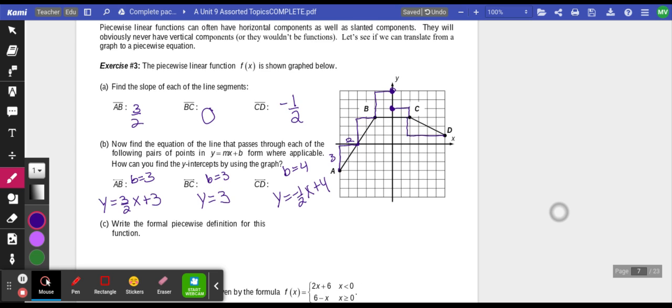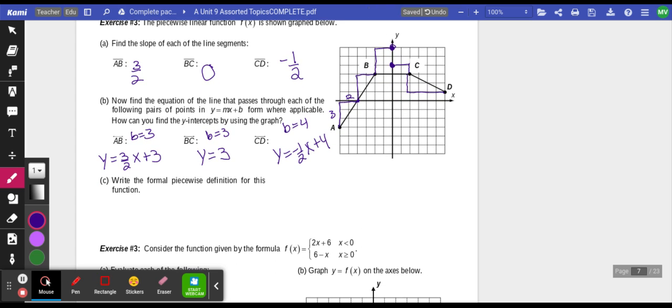Now we're going to write a formal piecewise. So the other parts we need, not only the equation, but we need the x values for which it's those values. So we're going to say f of x equals 3/2 x plus 3. Now, at our points where they intersect, we only want one value there. So I'm going to include those values on B and C.